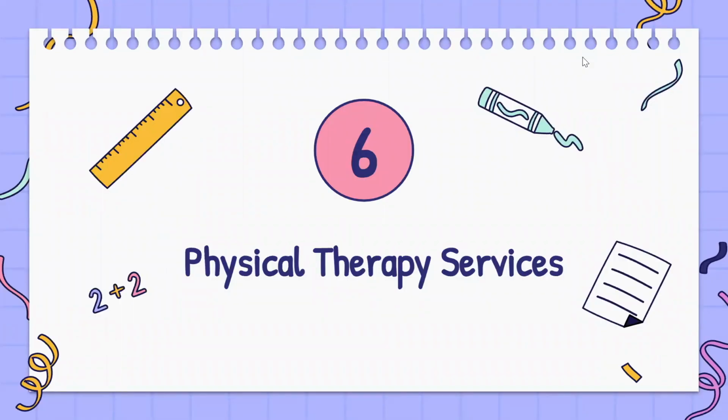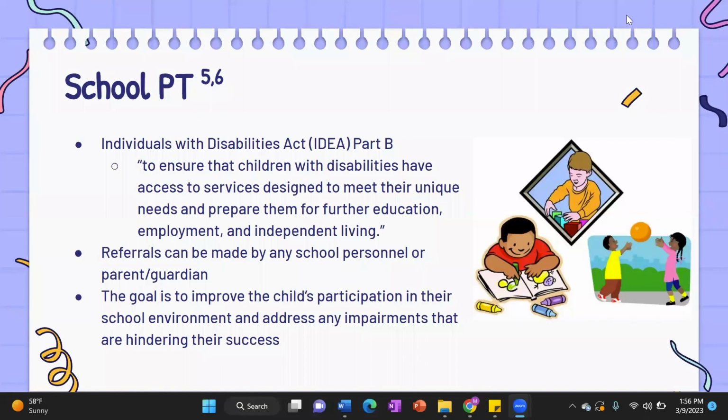Module 6, Physical Therapy Services. This module will discuss the PT options for children in school and how you as a teacher can refer a child to get the appropriate treatment. The Individuals with Disabilities Act Part B was put into place to ensure that children with disabilities have access to services designed to meet their unique needs and prepare them for further education, employment, and independent living.